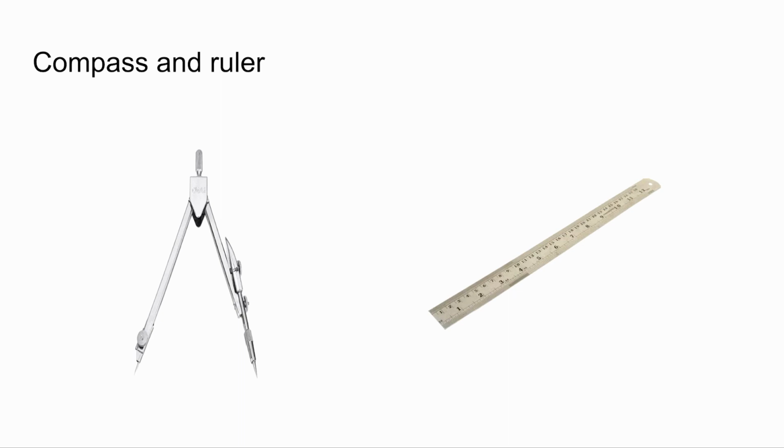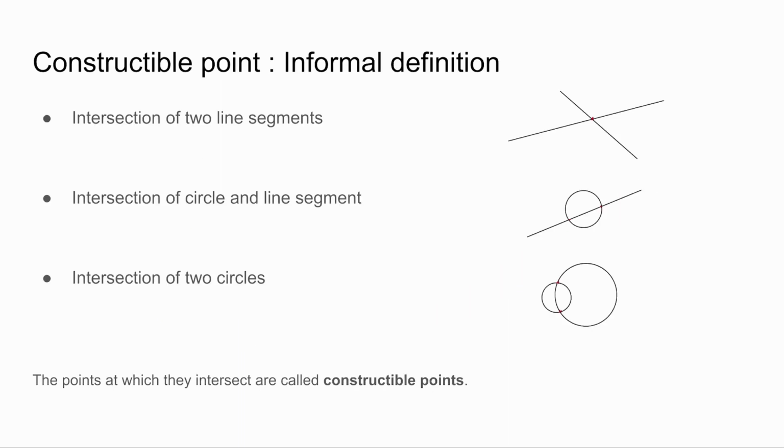The ruler is used to make straight lines, right? You would take a pencil, align it with the edge of the ruler, and then from there you could create a straight line. So with these two tools, we can talk about how to construct a point.